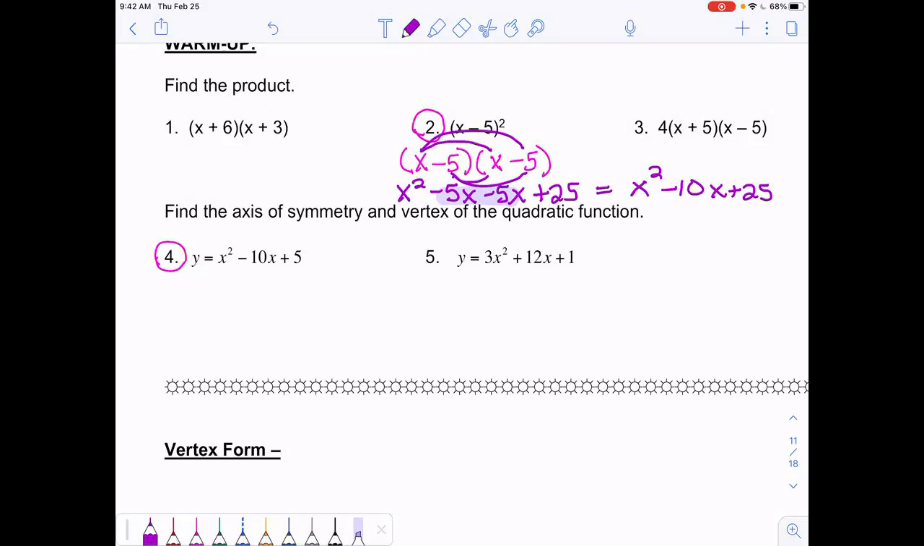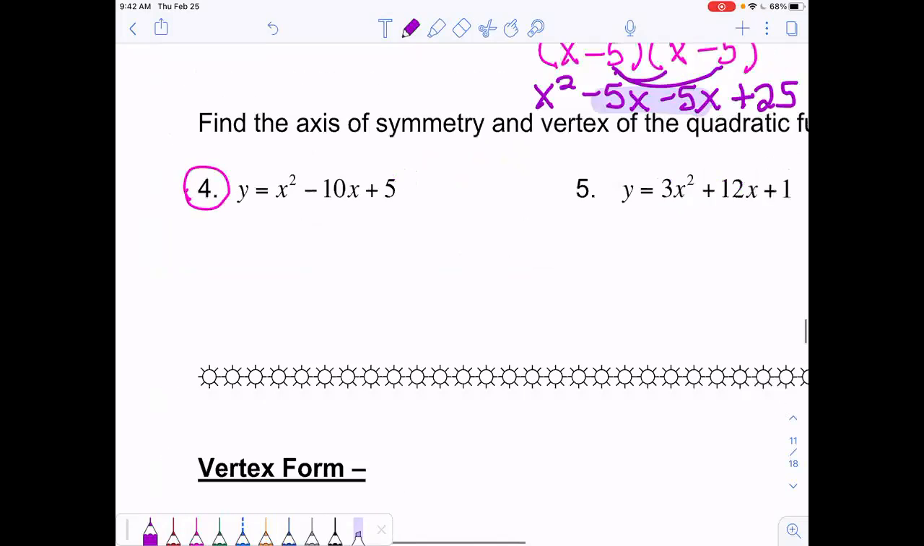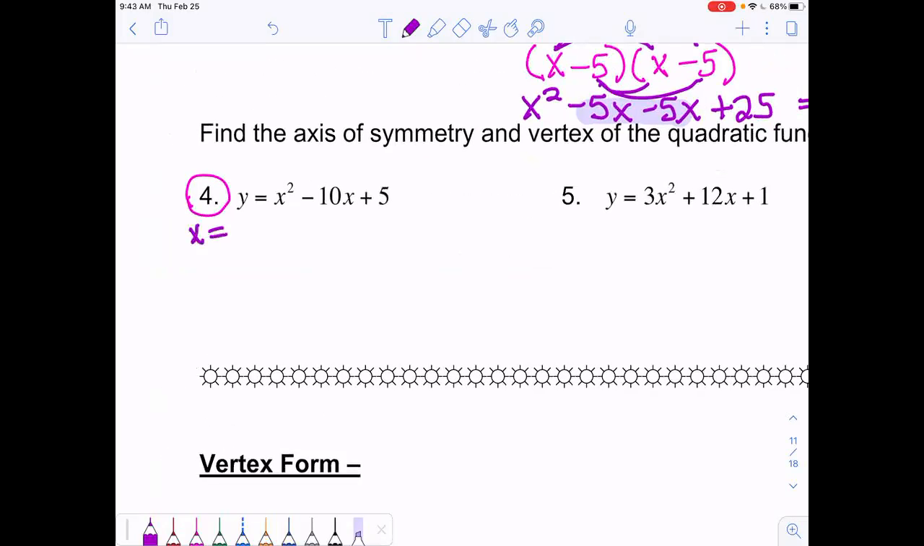So the other one we'll do as a little review is number 4. Number 4 was what you had your quiz on yesterday. And as I said, we're going to be doing a different approach to graphing today. So number 4 wants us to find the axis of symmetry and the vertex. Bill, how do you find the axis of symmetry? It would be negative b over 2a. Perfect. Yeah, negative b over 2a.